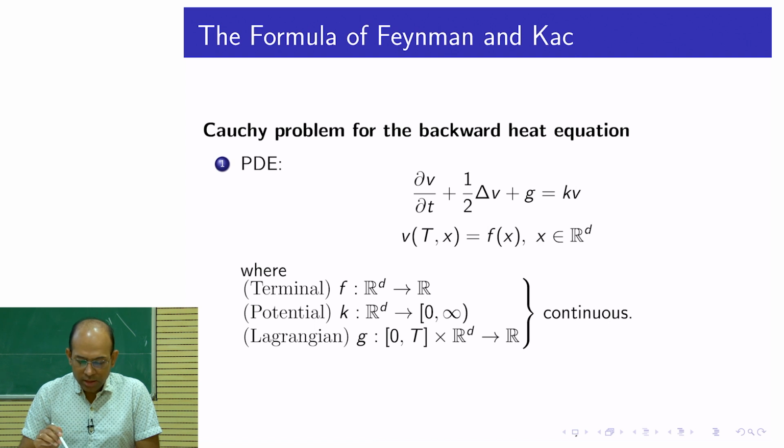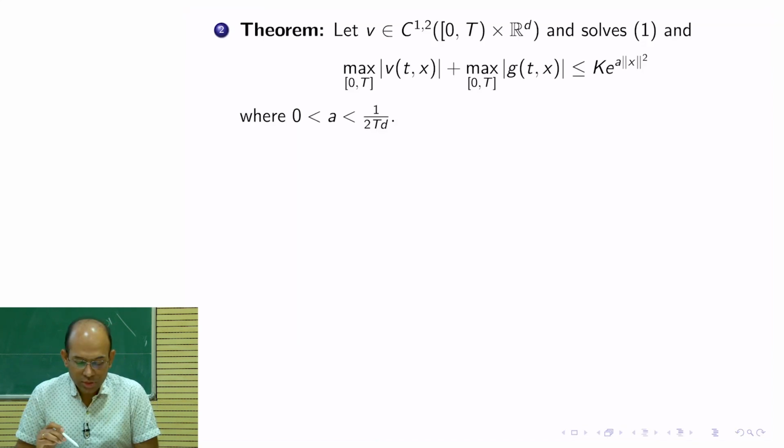Again, this g function is also a function of time and space, and g is also a continuous function. The time variable is restricted to 0 to capital T, the compact set. Good, so this is the theorem.